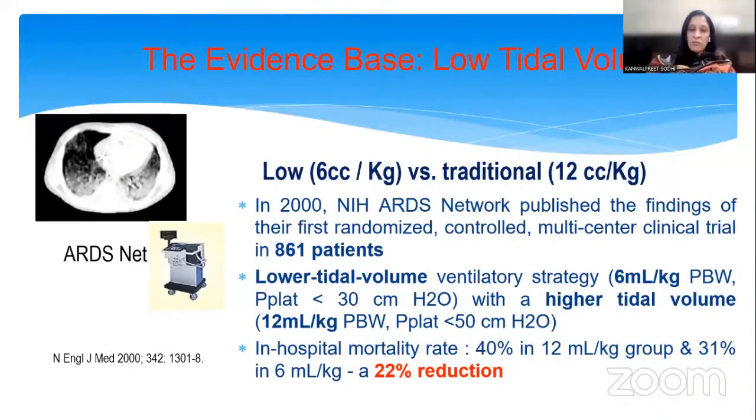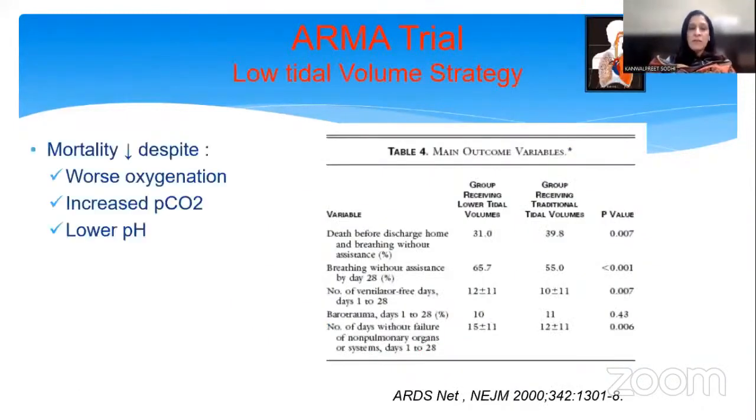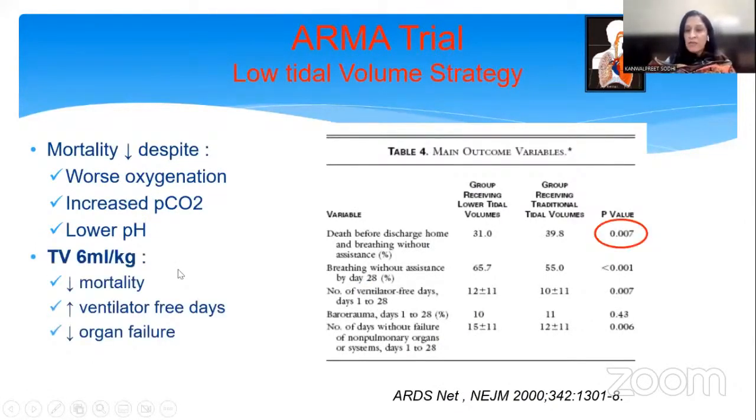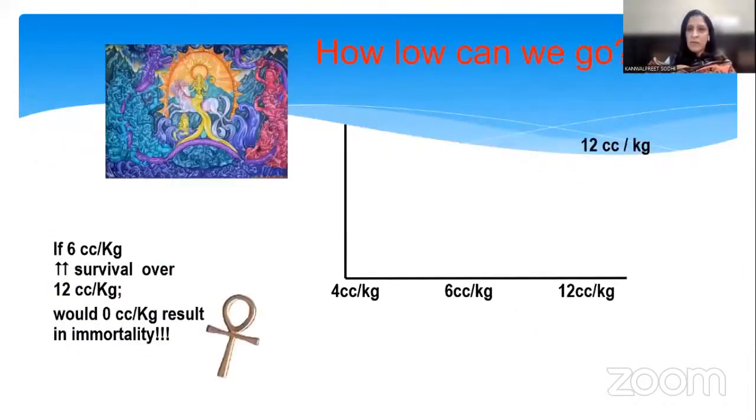So they saw that there was a 22% reduction in hospital mortality. And what was important was that this mortality reduction was there despite worsened oxygenation, increased PCO2 levels, and lower pH. Not only did mortality decrease, they also saw an increase in the number of ventilator-free days and decreased organ failure. So the concept of low tidal volume ventilation came into being.